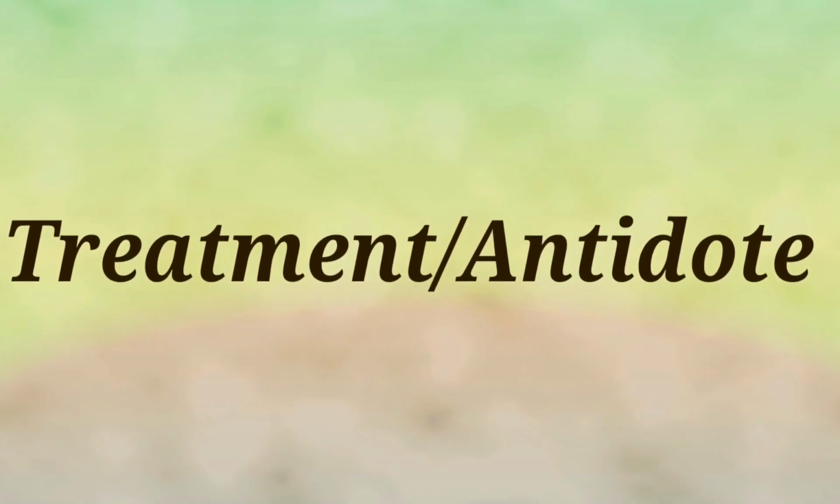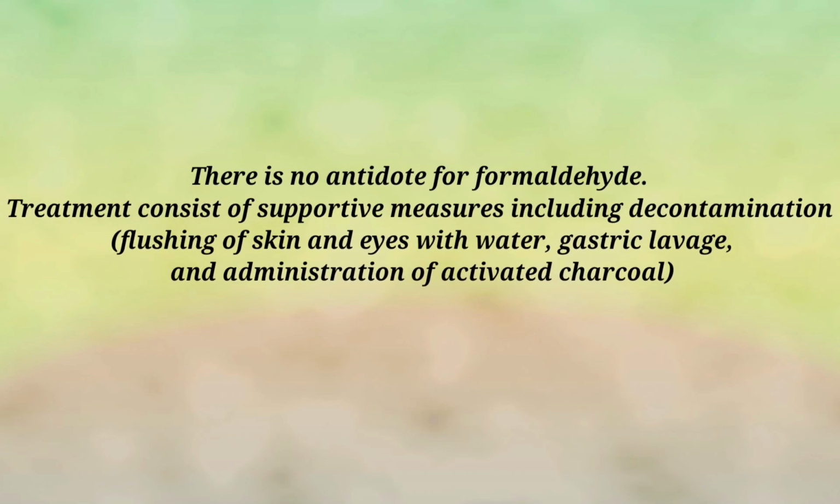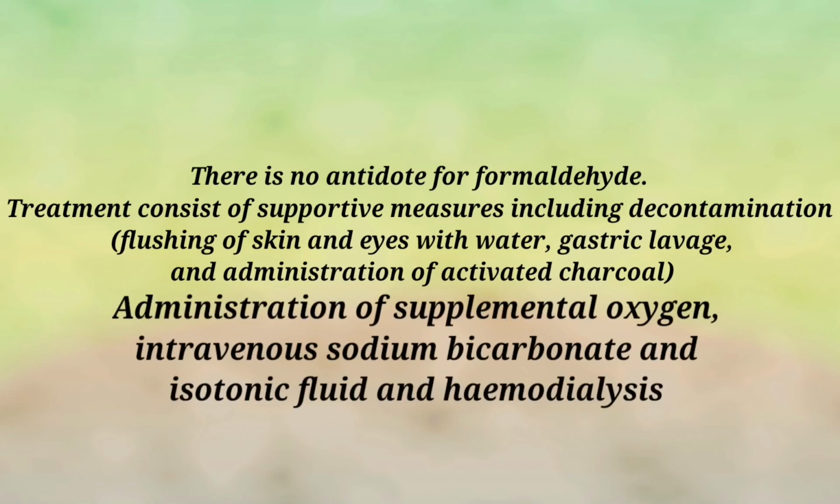Treatment for formaldehyde. There is no treatment or antidote for formaldehyde. Treatment only consists of supportive measures including decontamination, flushing of skin and eyes with water, gastric lavage, and administration of activated charcoal, administration of supplemental oxygen, intravenous sodium bicarbonate and isotonic fluid, and hemodialysis.